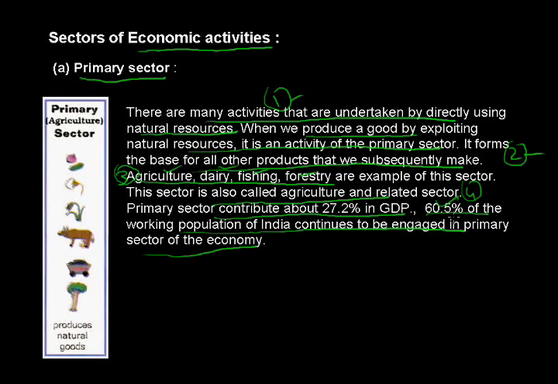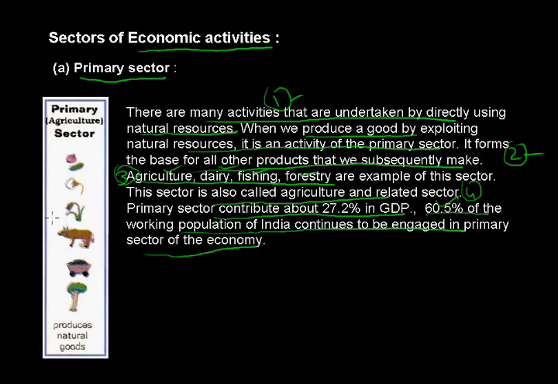So that is the primary sector. If I revise the things, this is the sector where the activities are undertaken by directly using natural resources. Then it provides the base for all other products that we subsequently make. Examples are agriculture, dairy, fishing, forestry and mining. It is also termed as the agriculture sector because agriculture is the most dominating activity which is done in this primary sector. It contributes about 27.2% in GDP and 60.5% of the working population of India continues to be engaged in the primary sector of the economy.